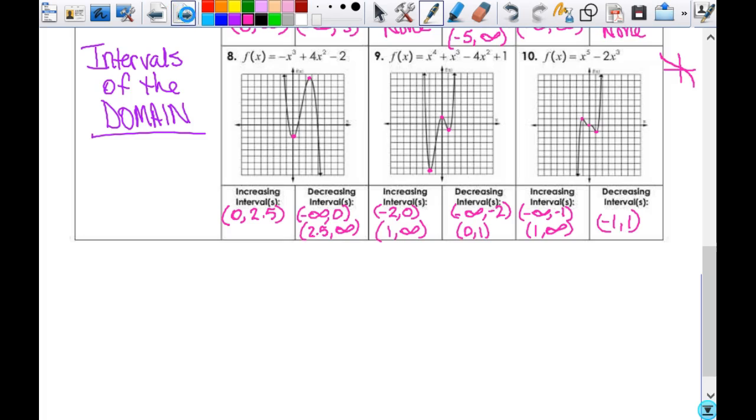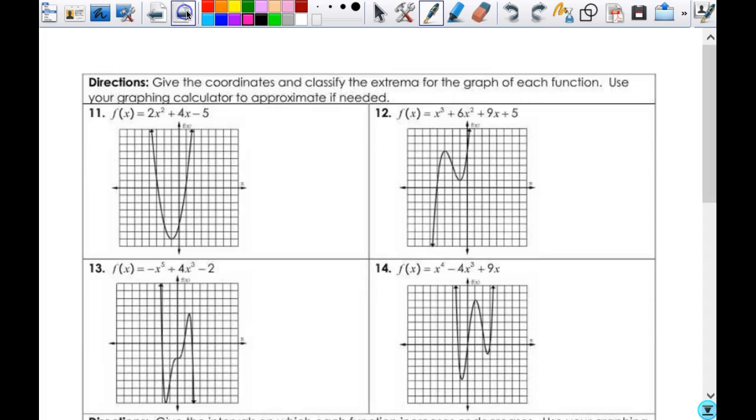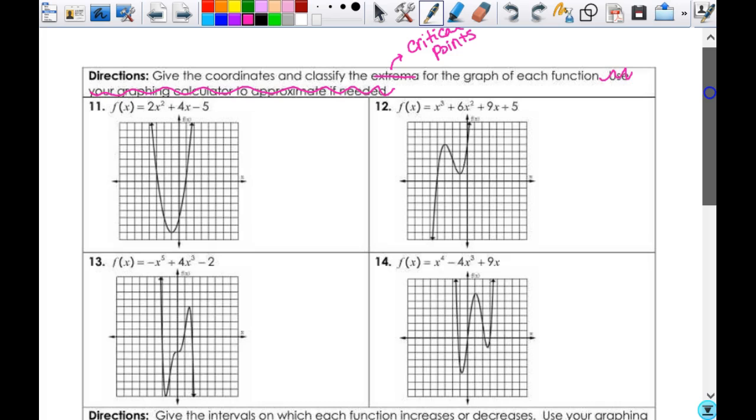All right, so look at the back of this assignment. The back of the assignment says give the coordinates and classify the extrema. I actually want this to be not just the extrema, but the critical points, for the graph of each function. Use your graphing calculator if needed. That's really just going to make your life more complicated. It's not going to make it easier. You don't even need it. Just estimate in a decent fashion.